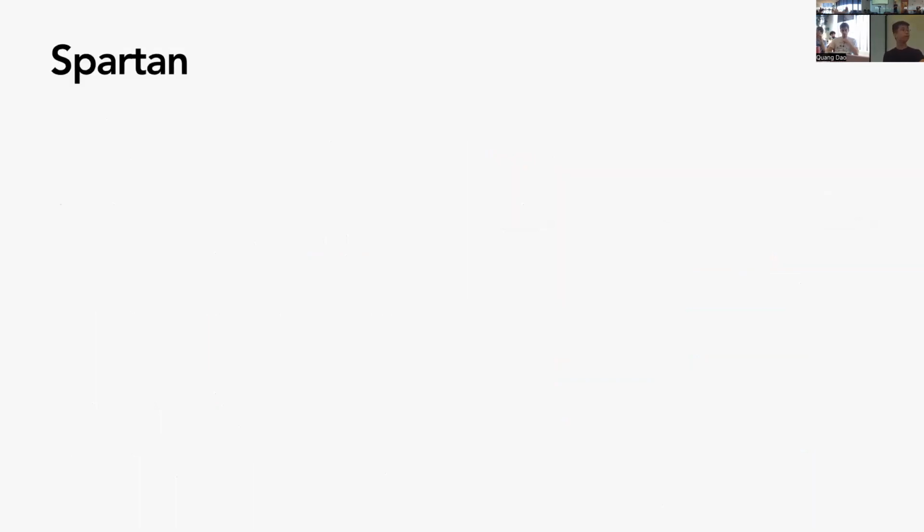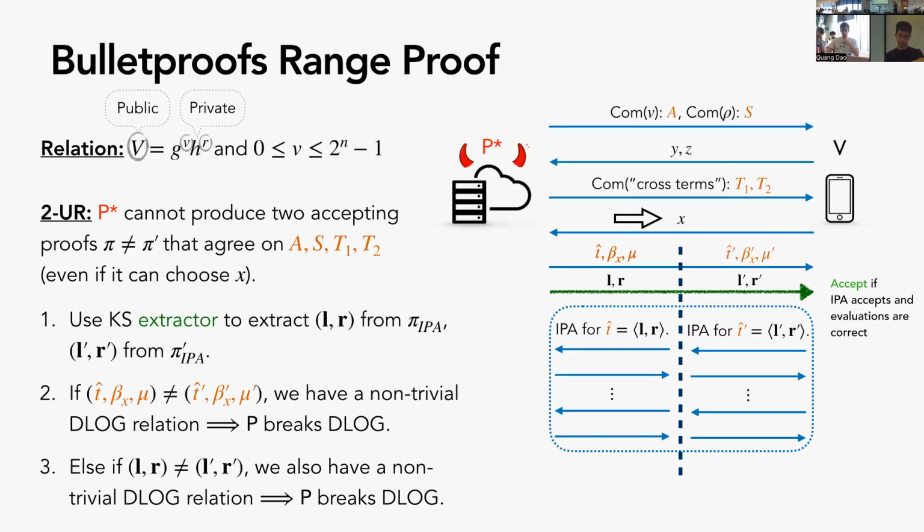Sorry, can you go back to the last slide? Yeah, exactly. So here, it seems like you only need to reprogram 1 round, but from my intuition, Bulletproofs is recursive for many rounds, right? So how is just reprogramming 1 round sufficient?